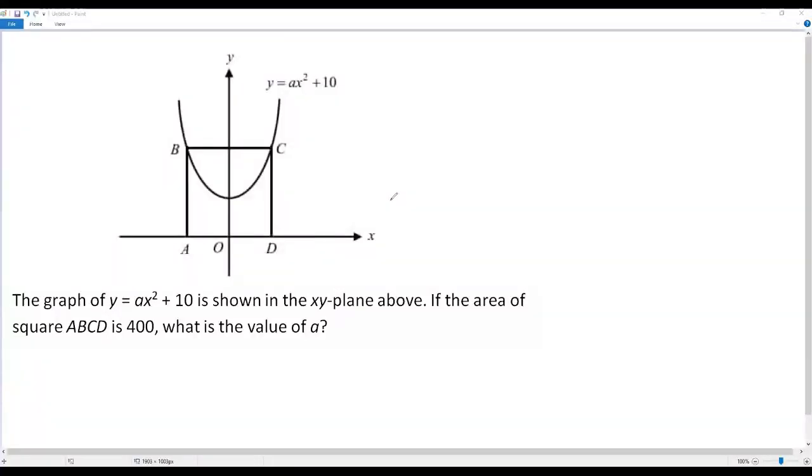Here we have a SAT math problem. Okay, let's go to the question. The graph of y equals ax squared plus 10 is shown in the xy-plane above. If the area of square ABCD is 400, what is the value of A?